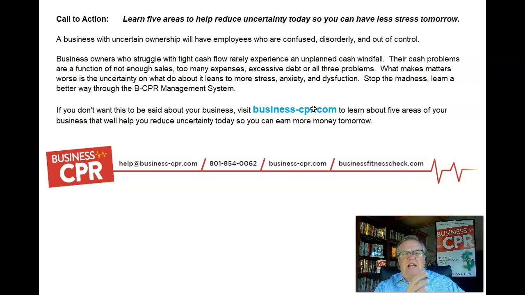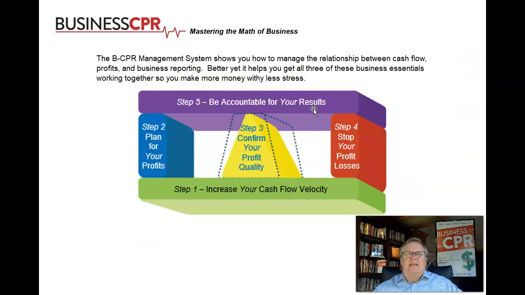The invitation is to go to business-cpr.com and take a look at 5 areas that will help you learn how to better control your cash so that you earn profits through better reporting. And that's what the Business CPR Management System is. The Business CPR Management System does show you through these 5 components how to manage the relationship between cash, profits, and reporting. It's the difference between having a business that's struggling and a viable business that is making the money it should and not causing undue stress within the owner and management team of that business.